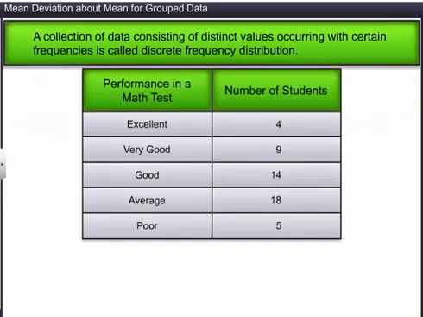Here is an example of discrete frequency distribution. The table displays the data of the performance of 50 students in a math test.